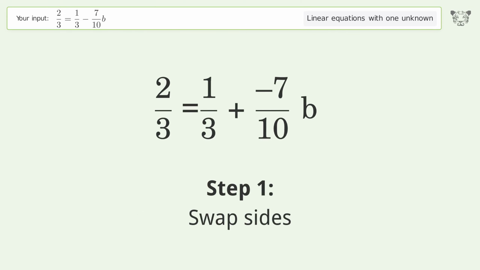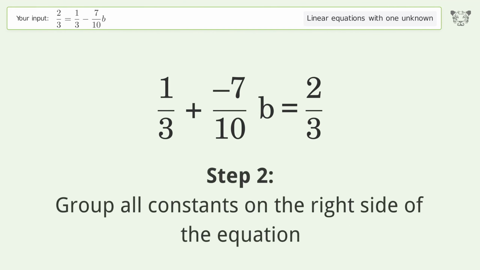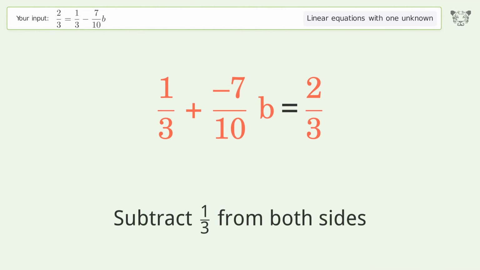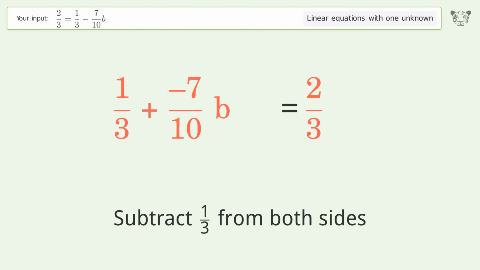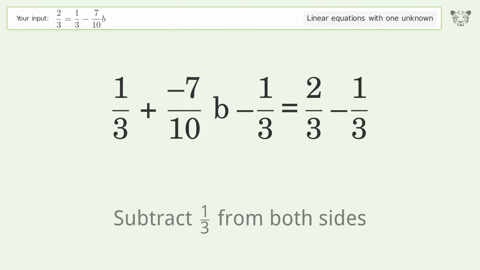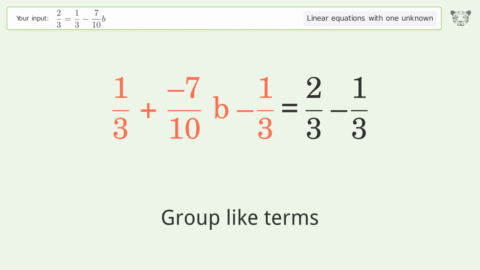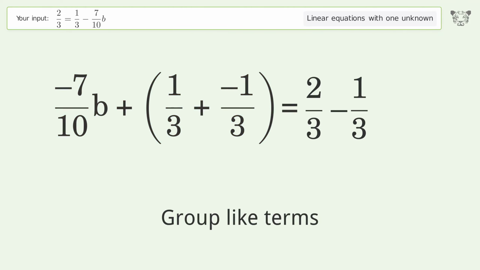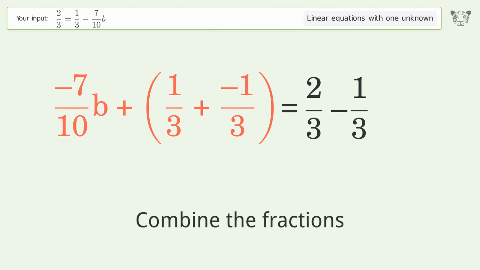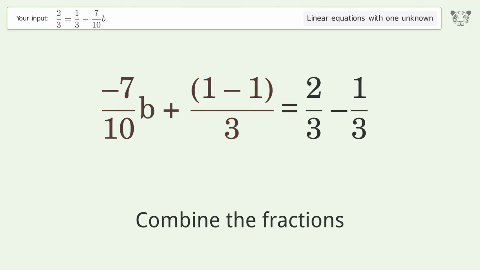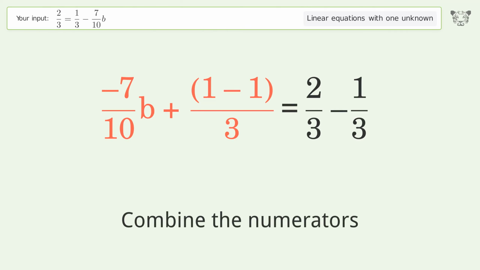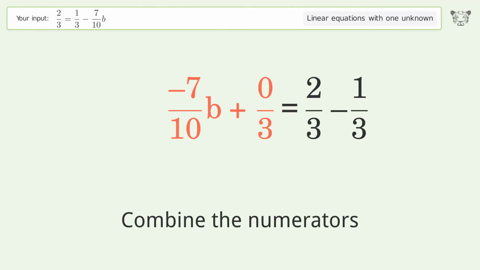Swap sides. Group all constants on the right side of the equation. Subtract 1/3 from both sides. Group like terms. Combine the fractions. Combine the numerators. Reduce the zero numerator.